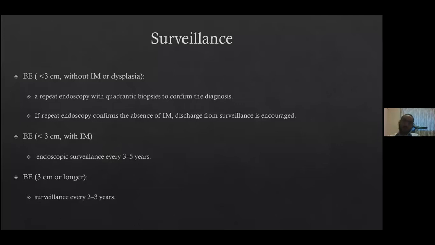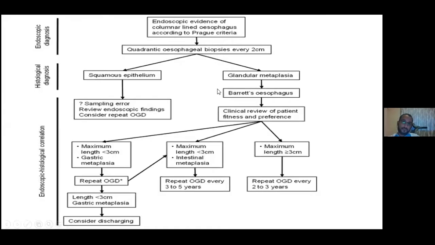The other one, Barrett esophagus less than 3 centimeters with intestinal metaplasia: endoscopic surveillance every 3 to 5 years. Patients with Barrett esophagus 3 centimeters or longer: surveillance every 2 to 3 years, with quadrant esophageal biopsy every 2 centimeters. Just to summarize what we've been talking about.